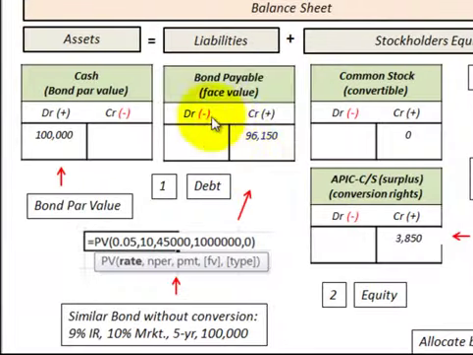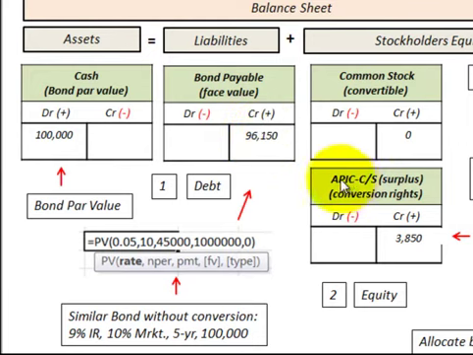So the first thing we have to do here is determine the liability portion of that bond. And we do that by taking a similar bond without the conversion feature, and we would discount it back to its present value today. So for the example here, I took that similar bond and I discounted it back to $96,150. That's its present value. So we'd increase our bonds payable amount by that amount here.